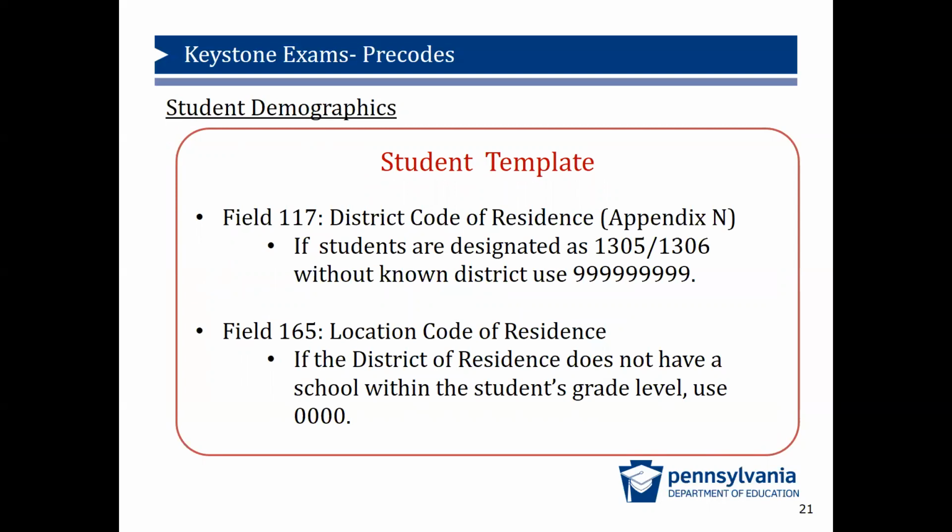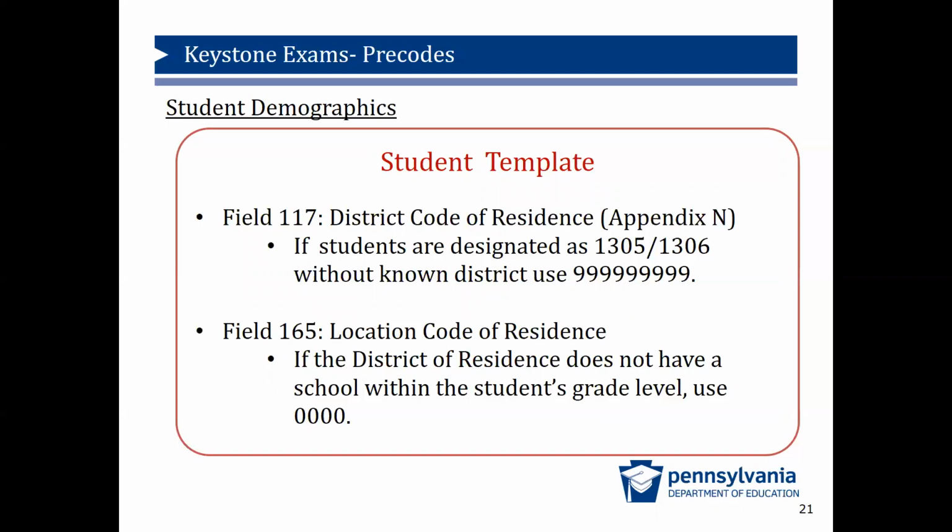The following fields will be utilized during attribution. Please review them for accuracy. Field 117, District Code of Residence, Appendix N of PIMS Manual Volume 2. Note, if students are designated as 1305, 1306, without known district, use all nines.